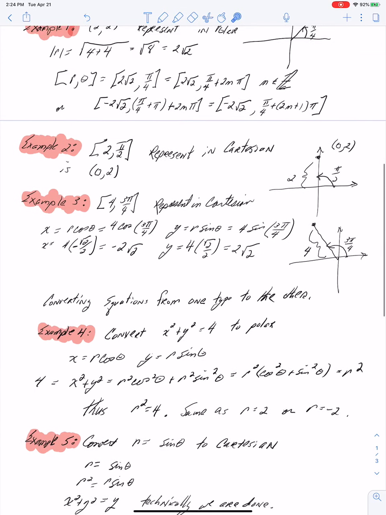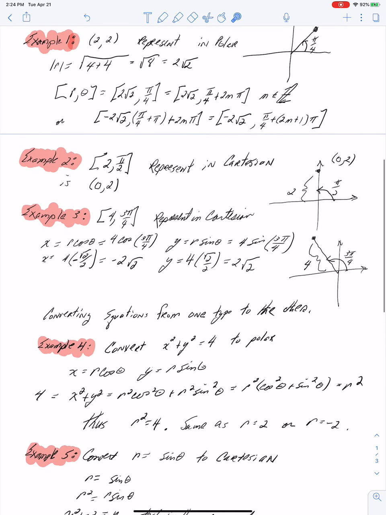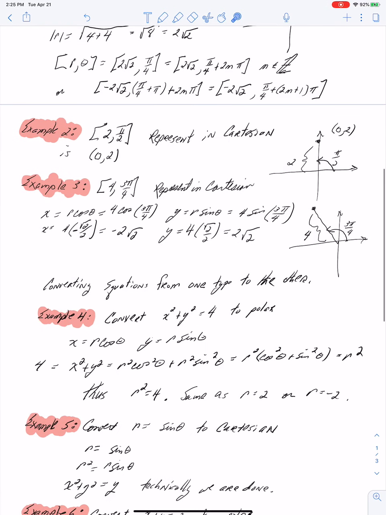All right, now I want to talk about converting not points, but equations from one type to the other. Suppose I want to take this Cartesian equation, x squared plus y squared equals 4, and convert it to polar. Well, I could do that lots of ways. One way is everywhere I see an x, I stick in r cosine theta. Everywhere I see a y, I stick in r sine theta. By the way, you should recognize x squared plus y squared equals 4 as being what? A circle centered at the origin of radius 2.